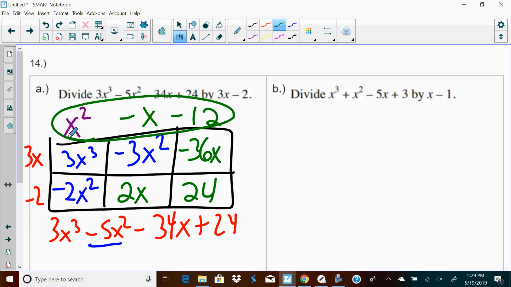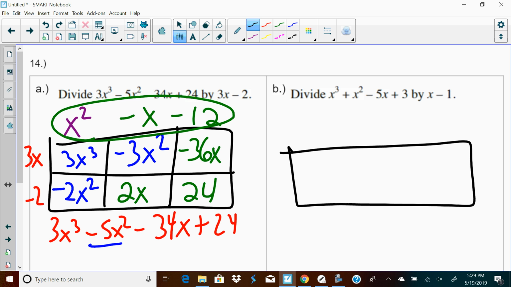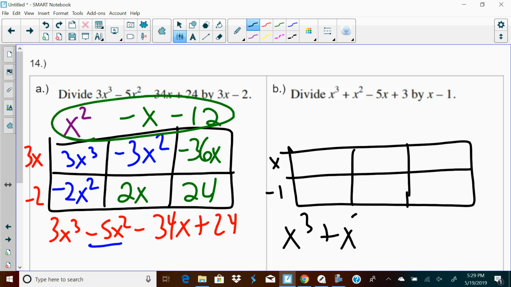For B, I have another cubic divided by x minus 1. My answer should be x cubed plus x squared minus 5x plus 3. So I know x cubed is going to go here. I need x squared, negative 2x.